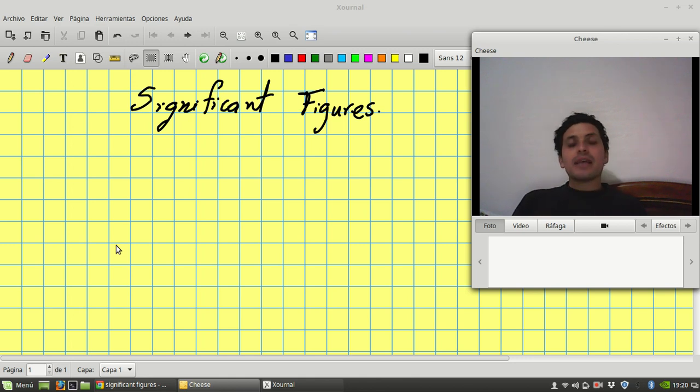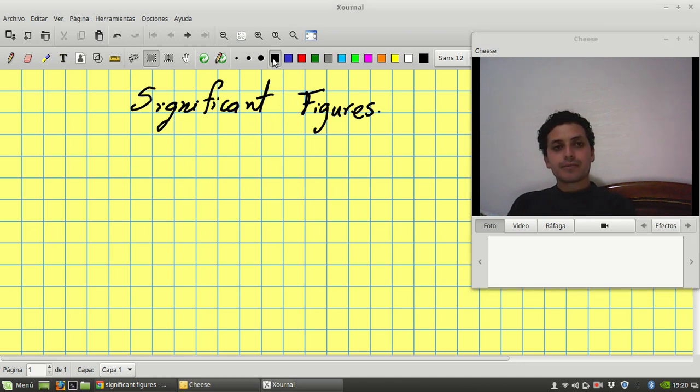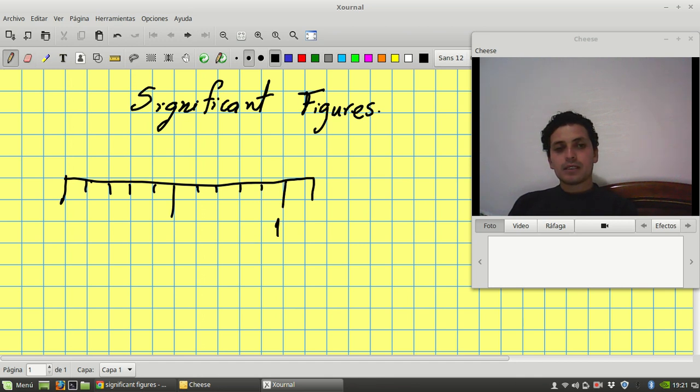Significant figures is the way scientists express the process of measurement in numbers. Let me give you an example of how to apply significant figures. Let's say that we're going to measure something with a ruler, and let's say that this is 0 centimeters.